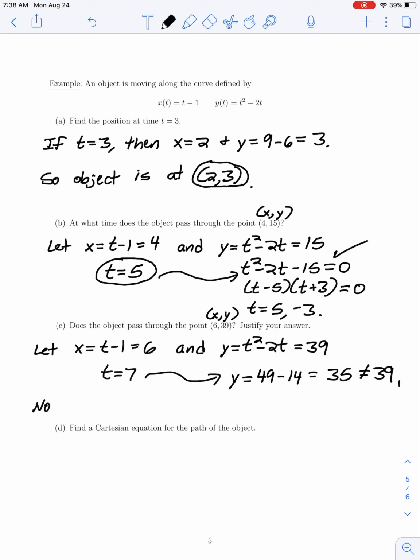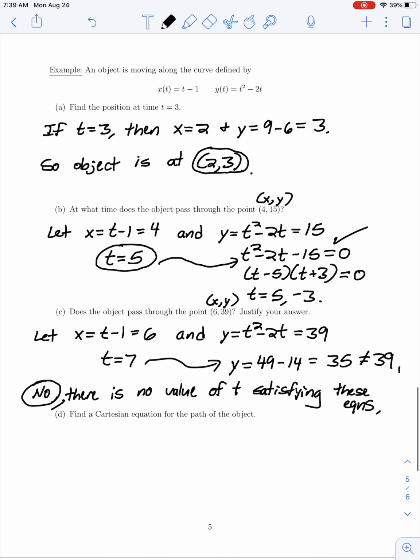So here, to answer our question, we can say no, the object does not pass through the point 639. There is no value of t satisfying these equations. Well, that would be our justification for why the object does not pass through that indicated point.